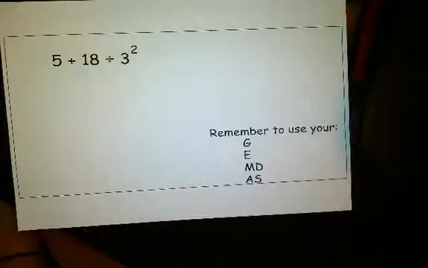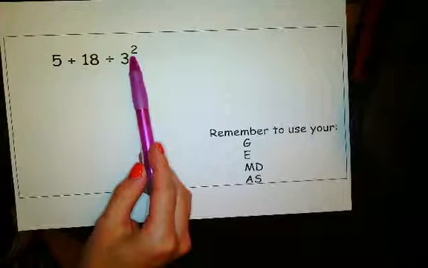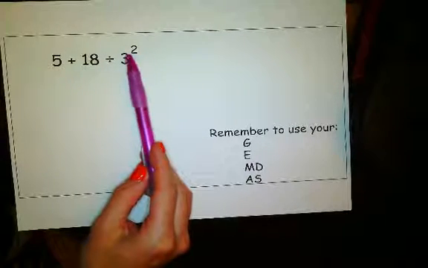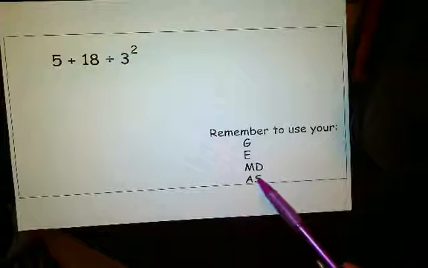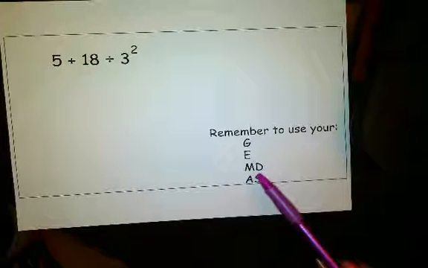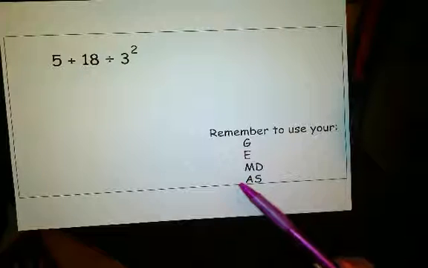We have 5 plus 18 divided by 3 squared. I want to remind you that an exponent of 2 has a special nickname. We're going to say squared instead of to the power of 2. And I want you to go ahead and write down your checklist, GEMDOS. We're going to check this off as we solve our problem. I'm going to go ahead and wait till everybody's pencil is in front of them. That way I know that you're ready to begin.